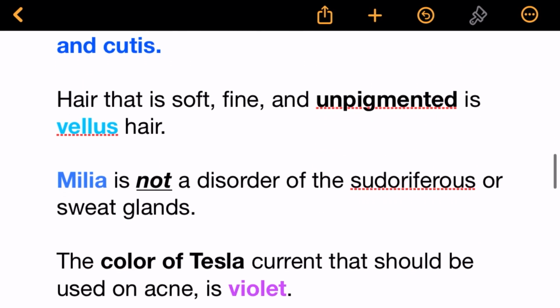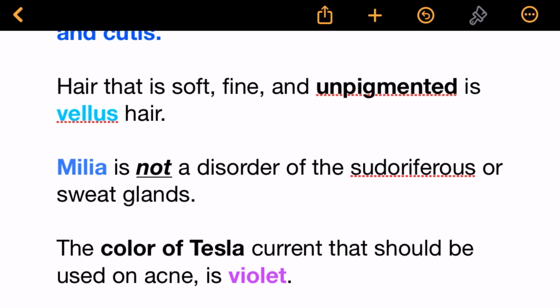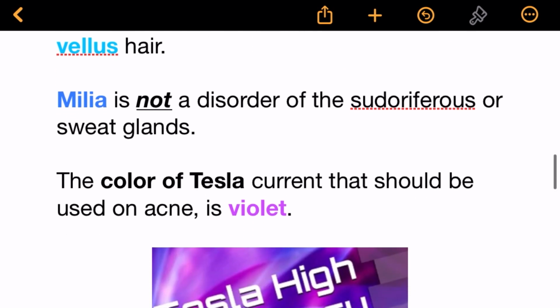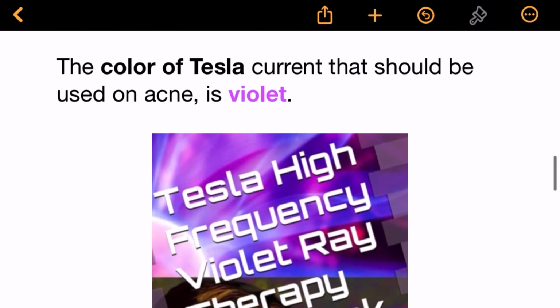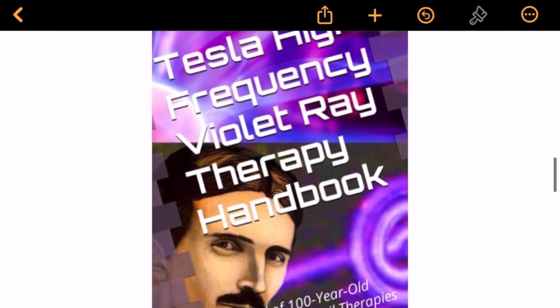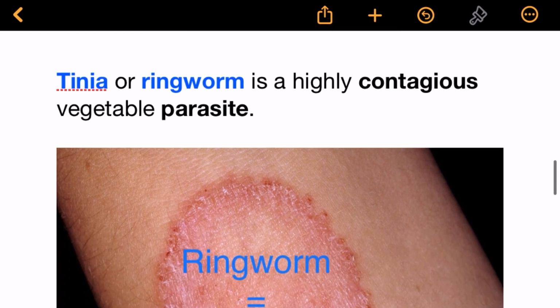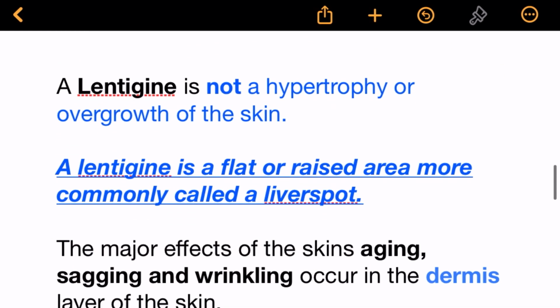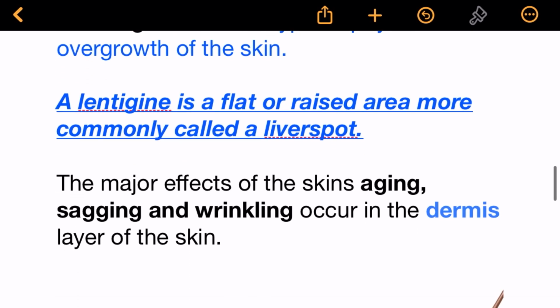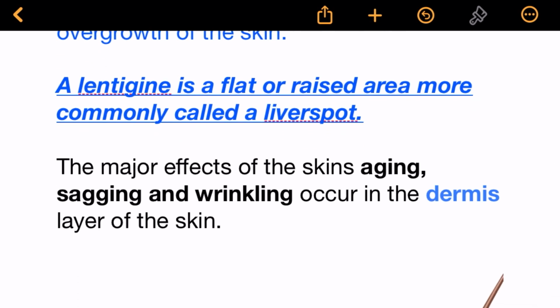Hair that is soft, fine, and unpigmented is vellus hair. Milia is not a disorder of the sudoriferous or sweat glands. The color of Tesla current that should be used on acne is violet. Tinea or ringworm is a highly contagious vegetable parasite. A lentigen is not a hypertrophy or overgrowth of the skin. A lentigen is a flat or raised area, more commonly called a liver spot.